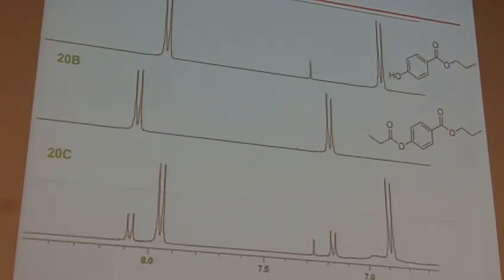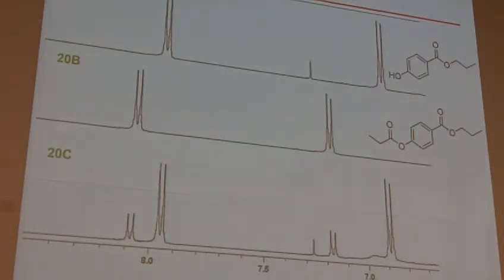What happens if you see another set of doublets that don't match either of these? By process of elimination, you know that the two of them are gone. And so now I would suggest looking into the literature for the starting material, for the para-hydroxybenzoic acid, to then compare what that is.